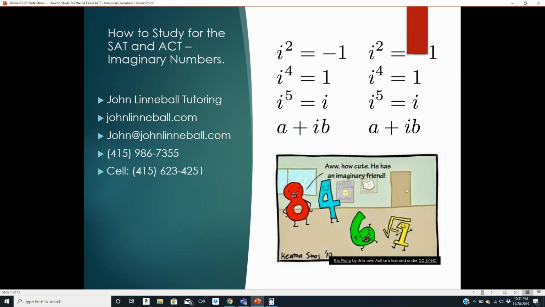This is John Lineval, and this is how to study for SAT and ACT imaginary numbers.